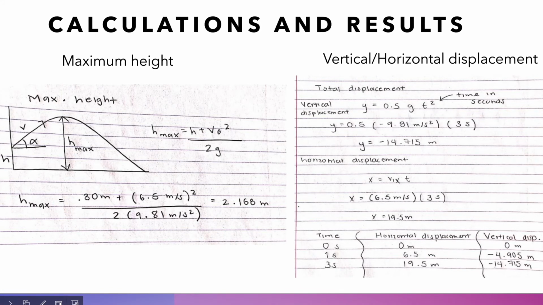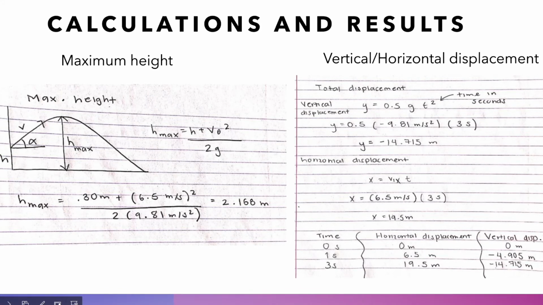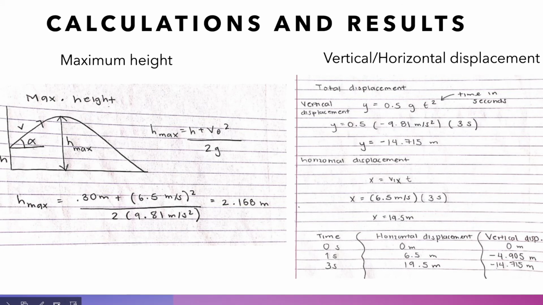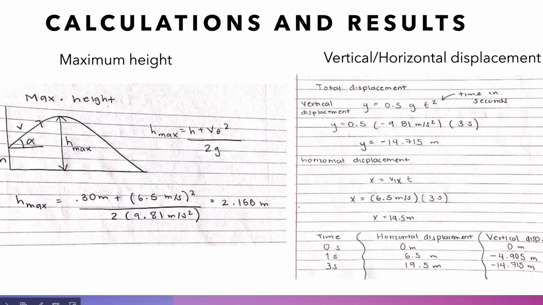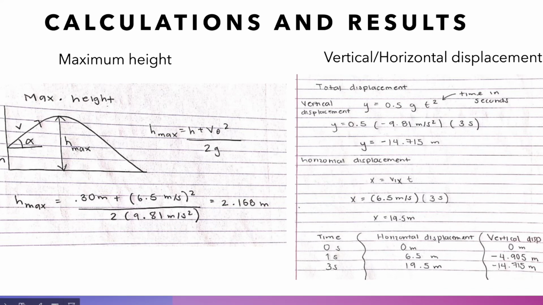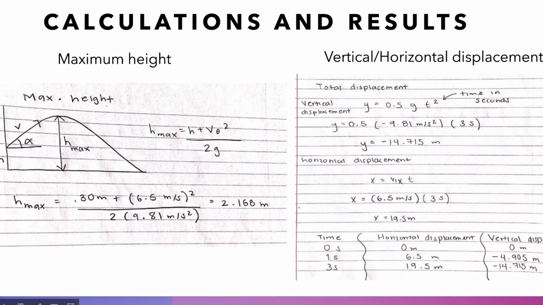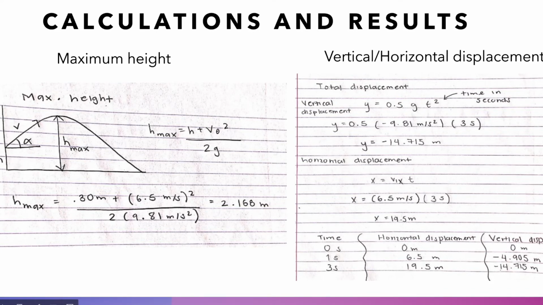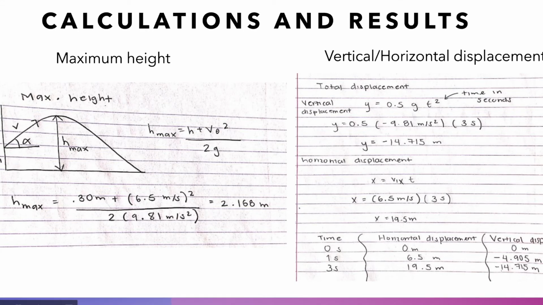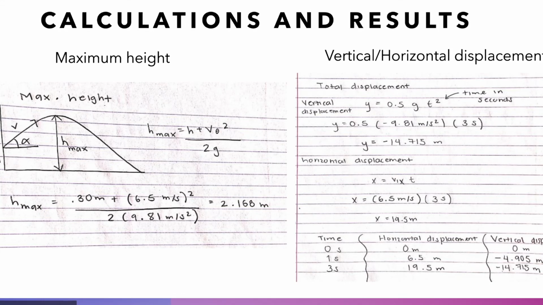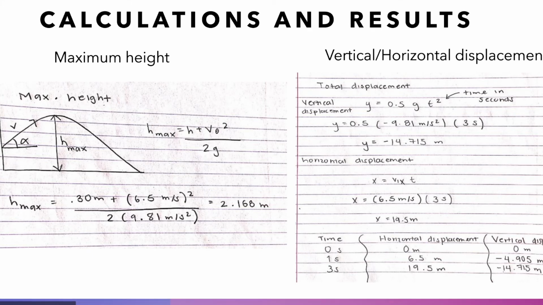So we have to plug in our value as a negative value. And then for the horizontal displacement, our formula was x equal to velocity times the time in seconds as well. So we plug in the numbers 6.5 meters per second times 3 seconds. So our value was 19.5 meters.